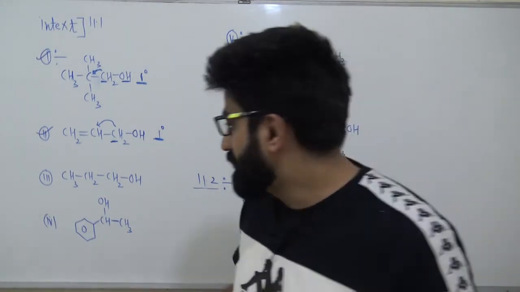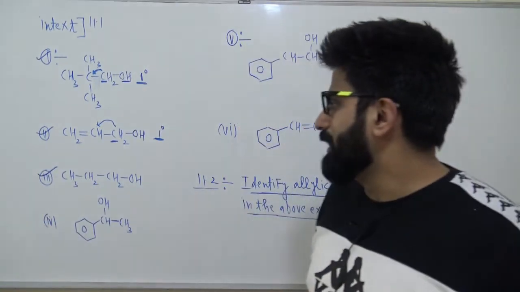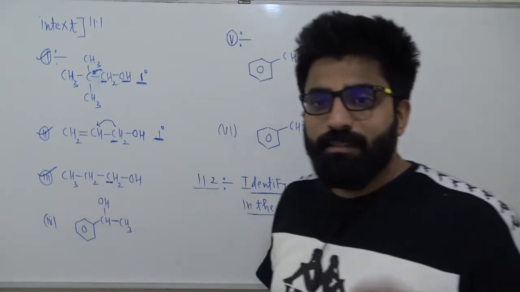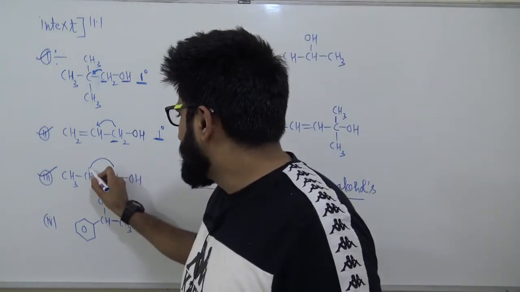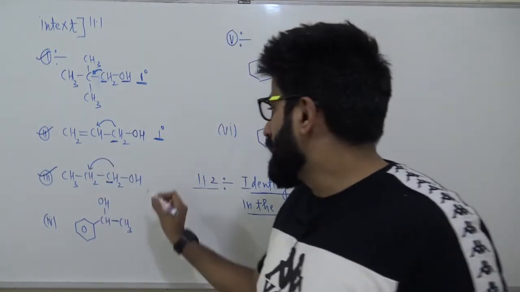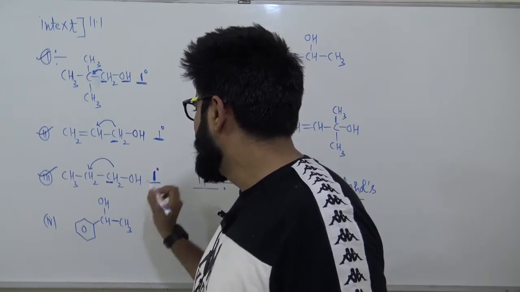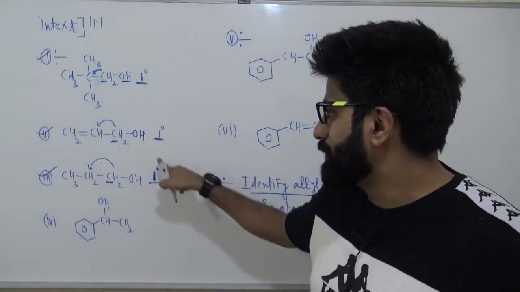Come to question number 3. Again degree. So very, very simple. The carbon to which OH is attached is this carbon, and this particular carbon is only attached to this carbon, right? So again, what is the degree, guys? The degree is 1 degree. Understood? This is also primary, primary, primary.